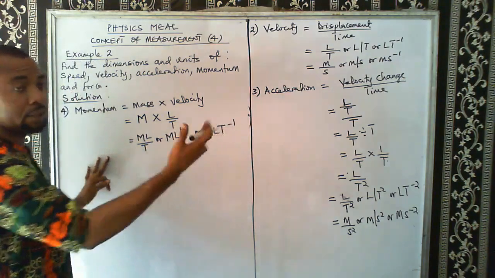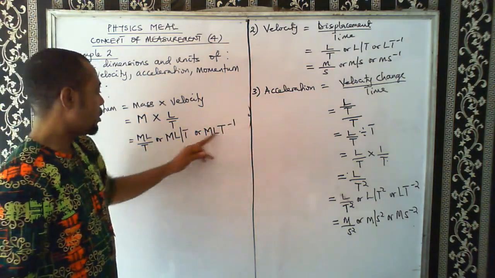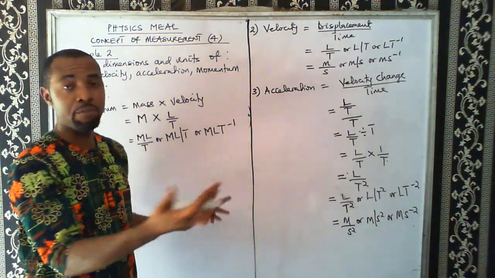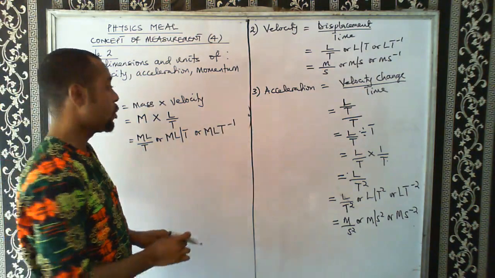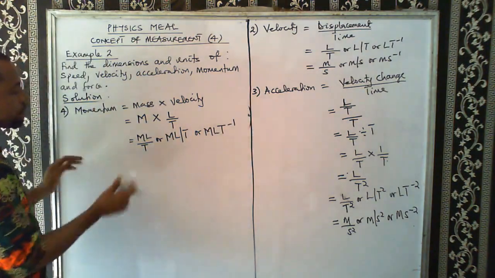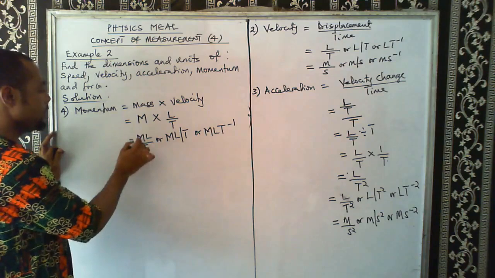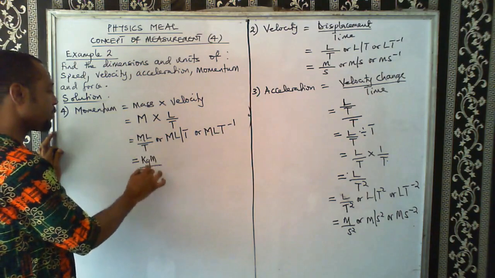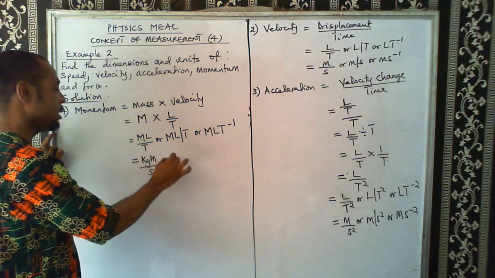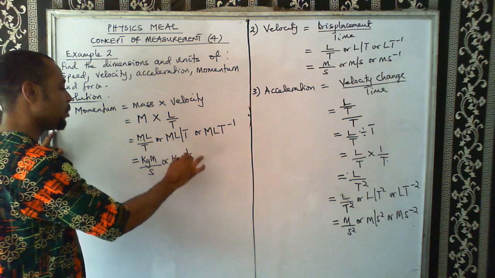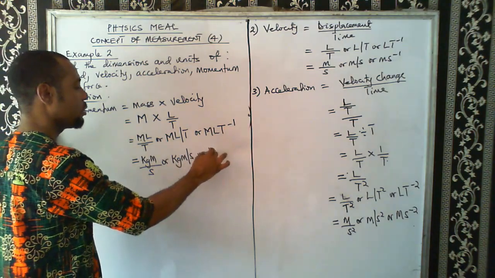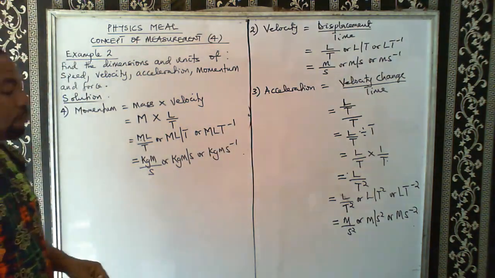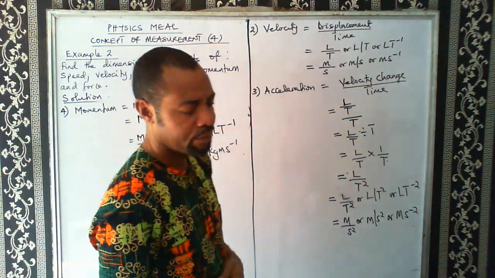I've taken time to explain this: when this T comes up, it has a negative power based on the laws of what? Of indices. So the unit now will be: unit of mass is kilogram, unit of length is meter, unit of time is seconds. Or you can write it as kilogram meter per what? Second. Or kilogram meter per second. So that's the unit of momentum. That's beautiful.